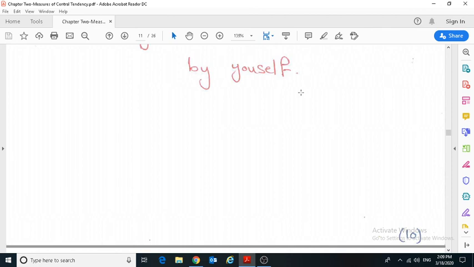This is the end of part 1 of the measures of central tendency that represents the arithmetic mean.